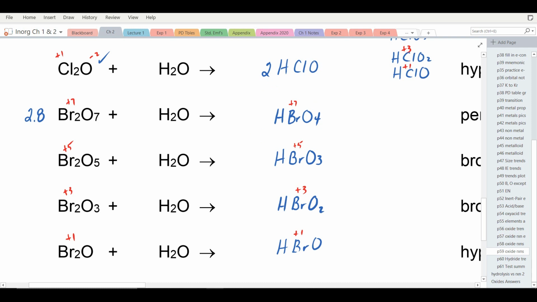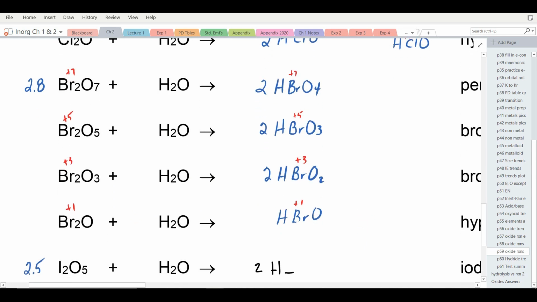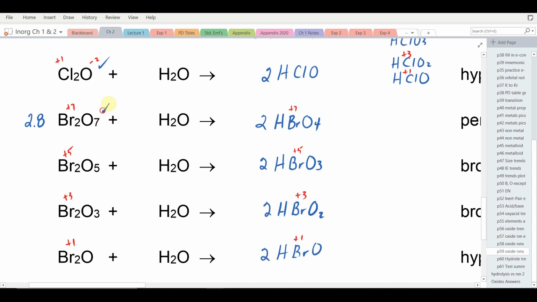Let's balance this. We'll put a 2 here, and I think that would be balanced. And a 2 here, that should balance that. And a 2 here looks like that's balanced as well, 4 oxygens, and 2 here as well. So certainly responsible for the products of the bromine oxides in water.